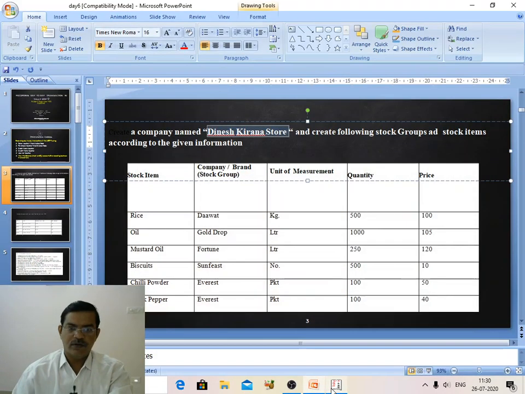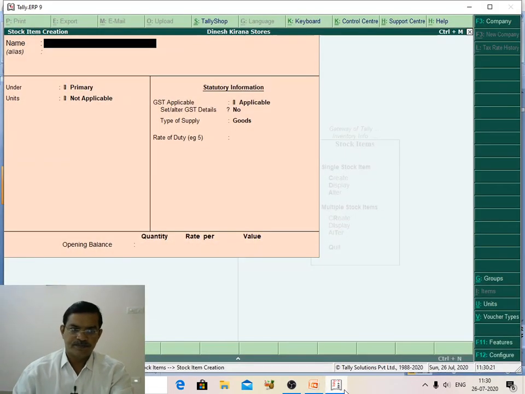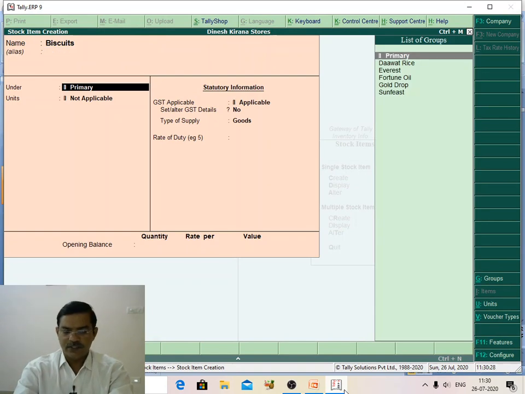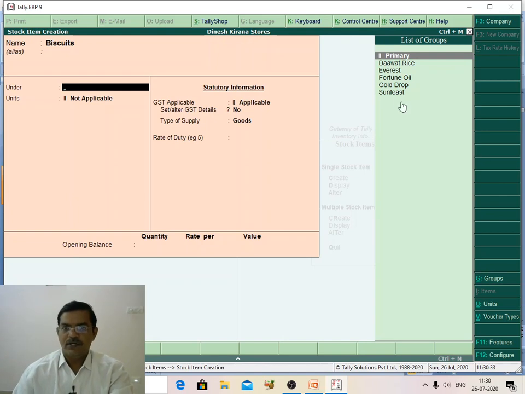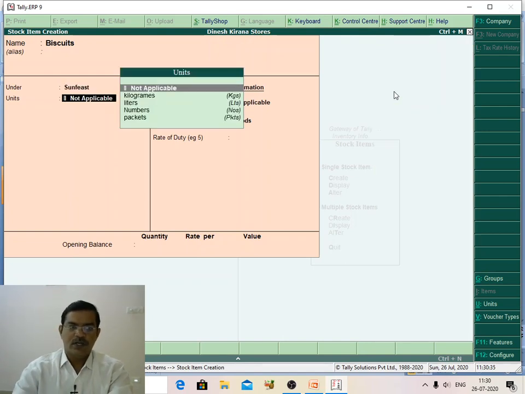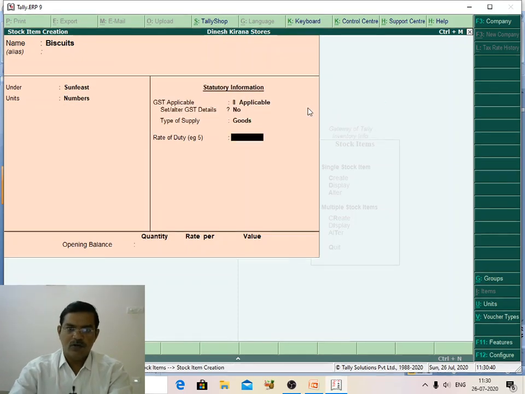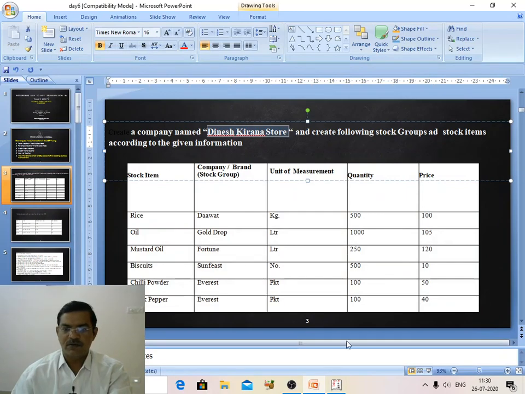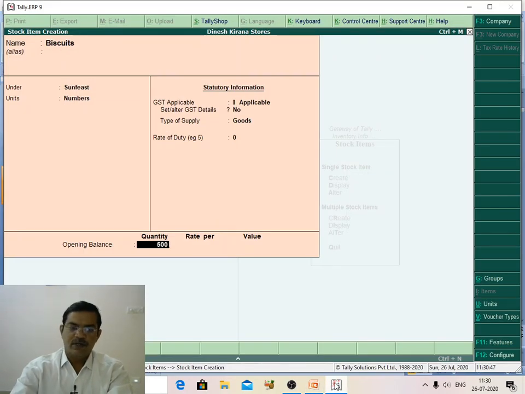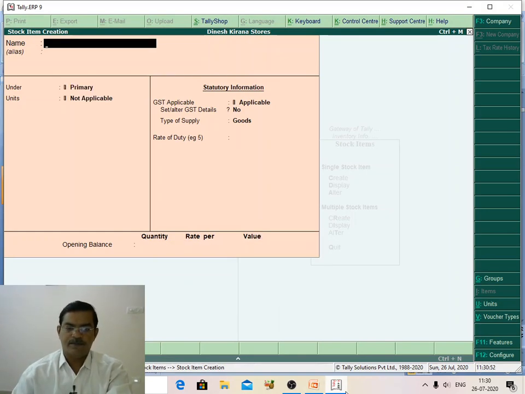Next one after this is biscuits. It is under the Sunfeast group. And how can we measure? In terms of numbers only. And how many biscuit packets are there? The biscuit packets available are 510, at rupees.